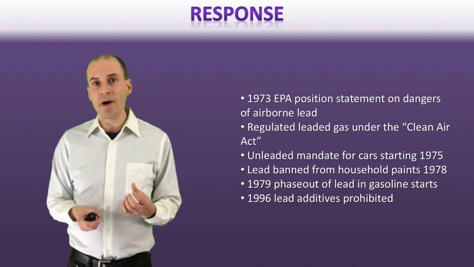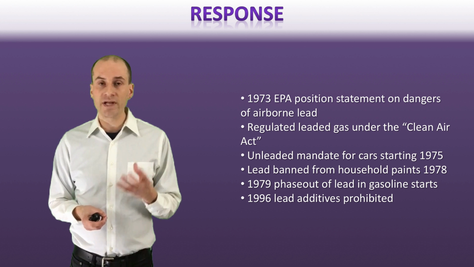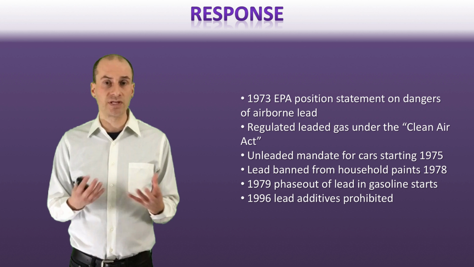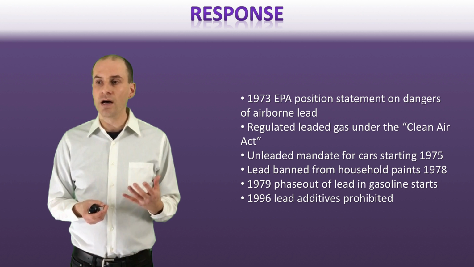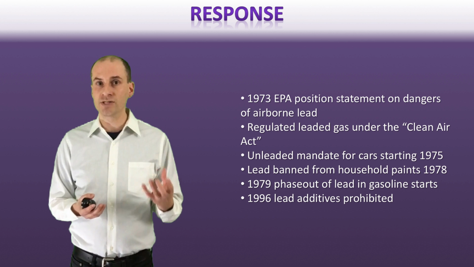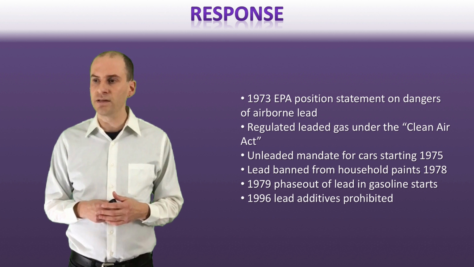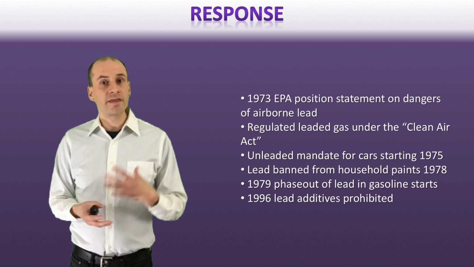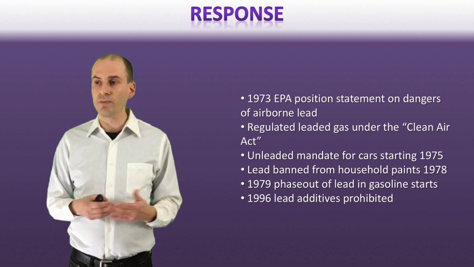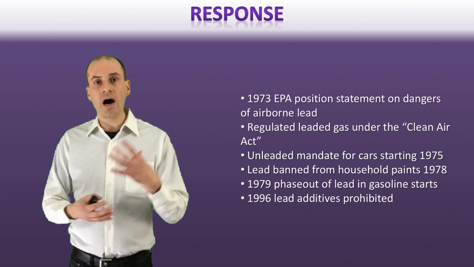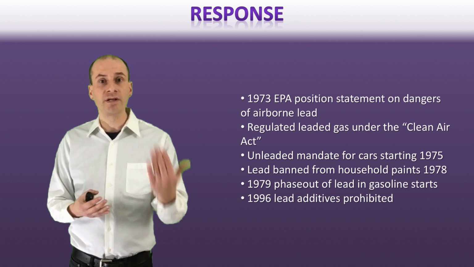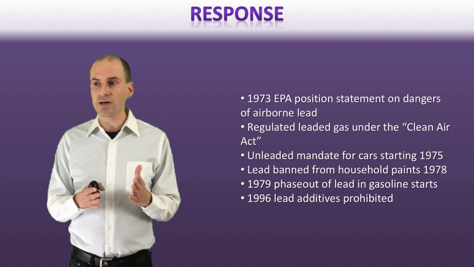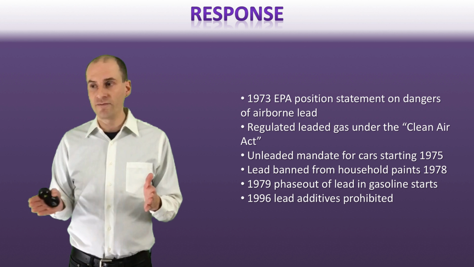They did this by creating a mandate that cars could no longer be built that used leaded gasoline. So they had to begin being built to use unleaded gas in 1975. And then later on, they banned lead in household paints. All right, so this is the policy approach to creating an intervention that decreased the impact here. Then in 1979, they started phasing out lead from gasoline.